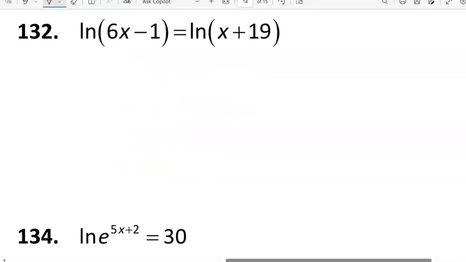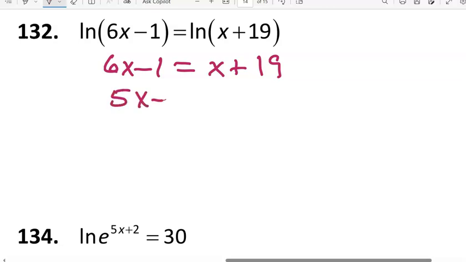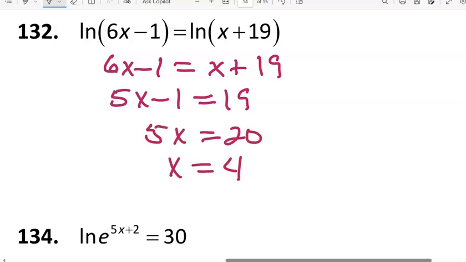In 132, we have a logarithm with the same base equal to another logarithm with the same base. So in those cases, the arguments of the logarithm are equal, provided that our solution is within the domain of each of these functions. So we're going to check our solution at the end. Let's subtract x from both sides and add 1 and divide by 5, and we get x is equal to 4.